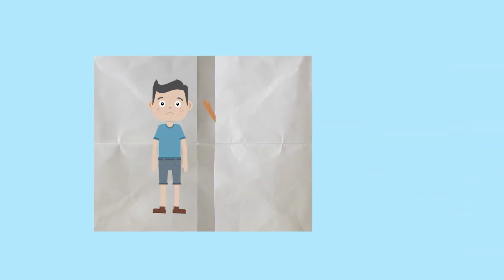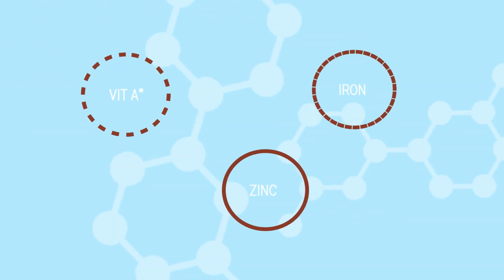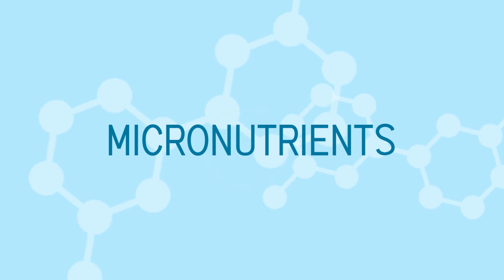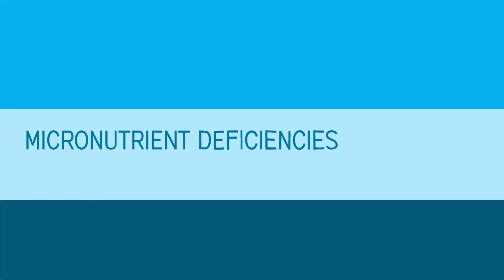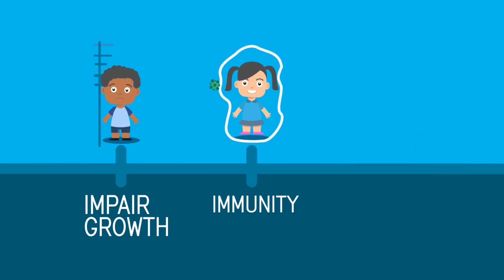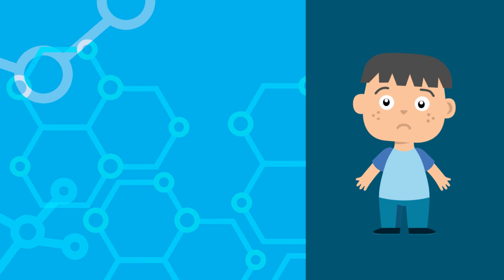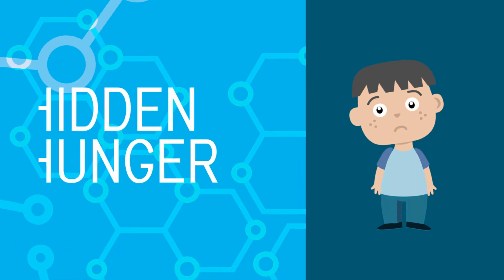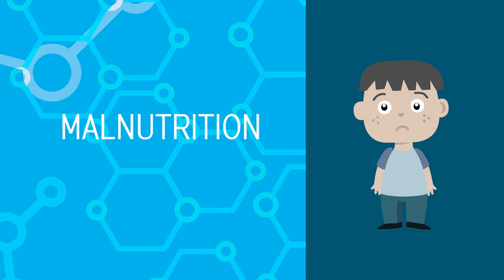Globally, 1 in 3 people are deficient in at least one of essential vitamins and minerals, such as vitamin A, iron and zinc, collectively referred to as micronutrients. Micronutrient deficiencies can impair growth and immunity and cognitive function. Micronutrient deficiencies are often referred to as hidden hunger, since they are largely invisible forms of malnutrition.